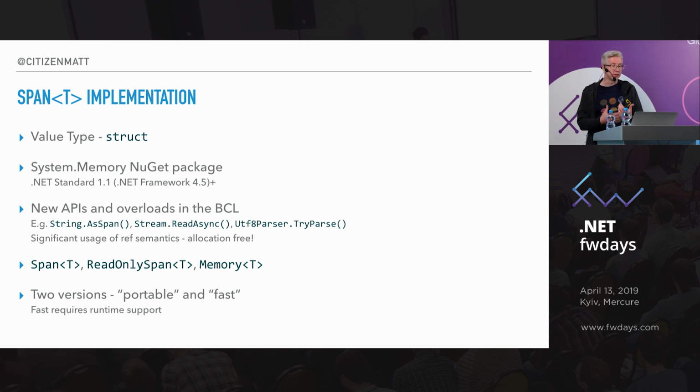As well as the type itself, it gives you a whole bunch of new APIs and overloads in the base class library. So new extension methods which will allow us to work with this type. So you can convert a string to a span. You can create spans from streams as part of parsing text and so on. And all of these APIs have significant use of the ref semantics which we've just been talking about. And the big thing is they're all allocation free. So there are several types.